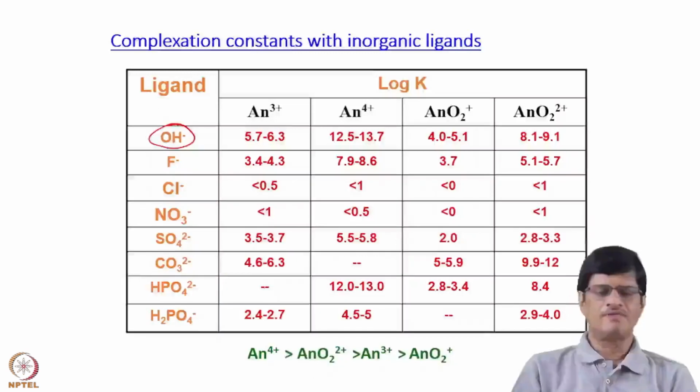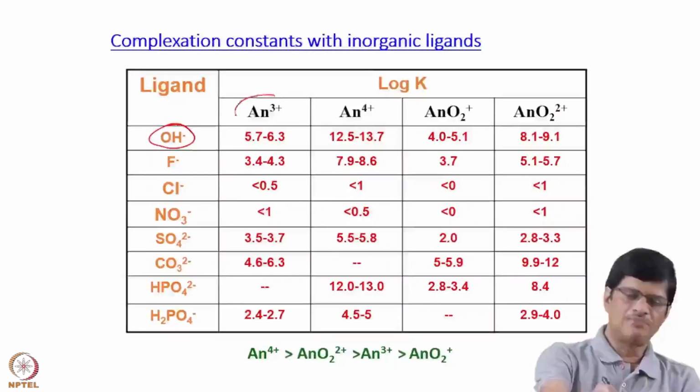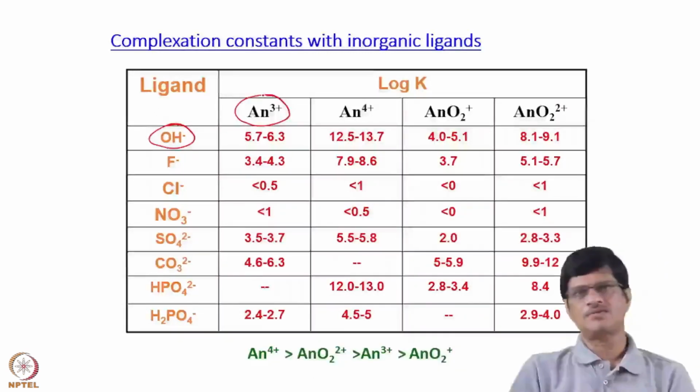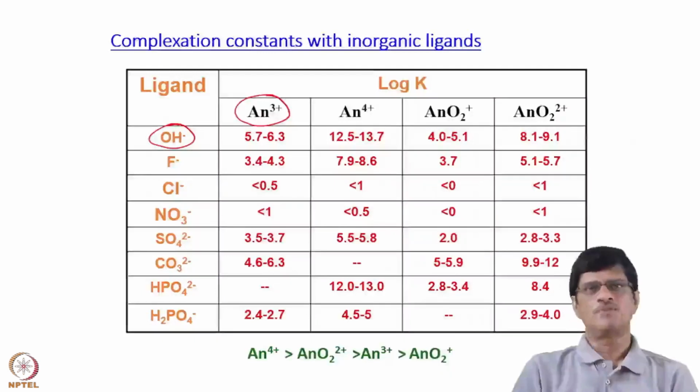That is for the trivalent actinides, which I have noted as An3+. There the fluoride complex formation constants are in a range of 3 to 4, and that of chloride are less than 0.5, nitrate less than 1, sulfates 3.5 to 3.7, carbonates 4.6 to 6.3, and phosphate, that is the dihydrogen phosphate, 2.4 to 2.7.